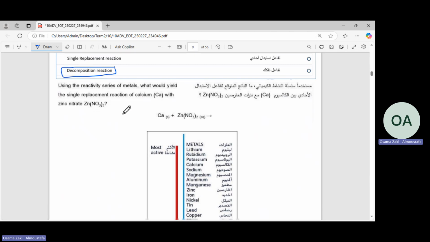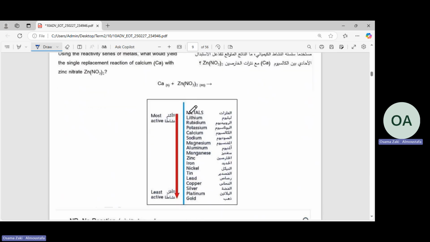So you have to use this reactivity series. We have calcium here. Where's calcium? This is calcium. We have Zn here. Ca will try to kick out what? Zn. Where is Zn? This is Zn. So can calcium kick out the zinc? Yeah, because calcium is more reactive than Zn.